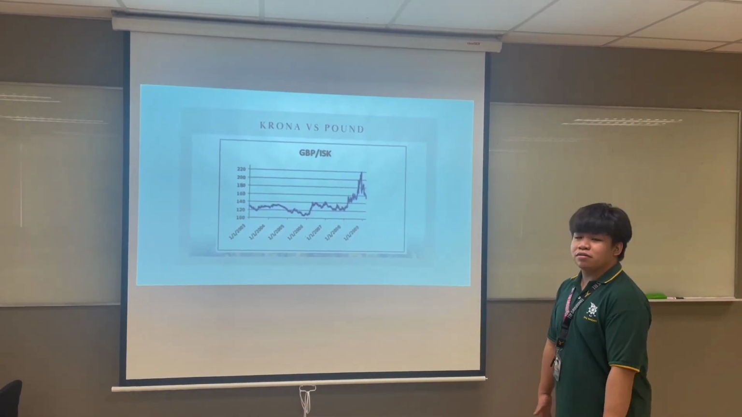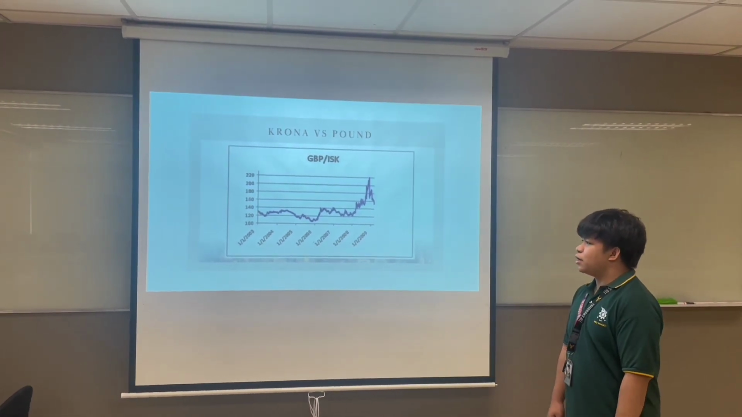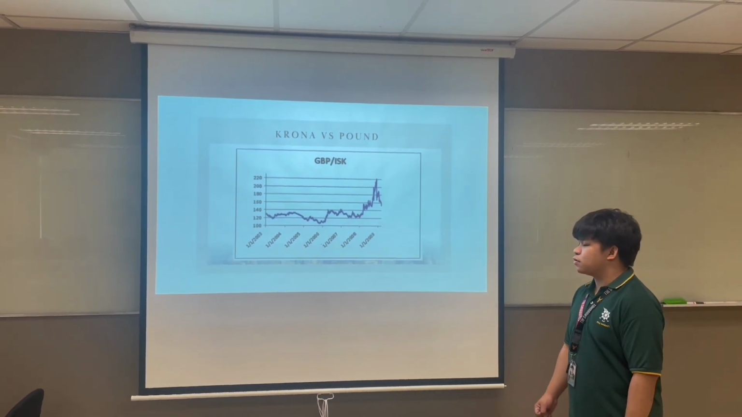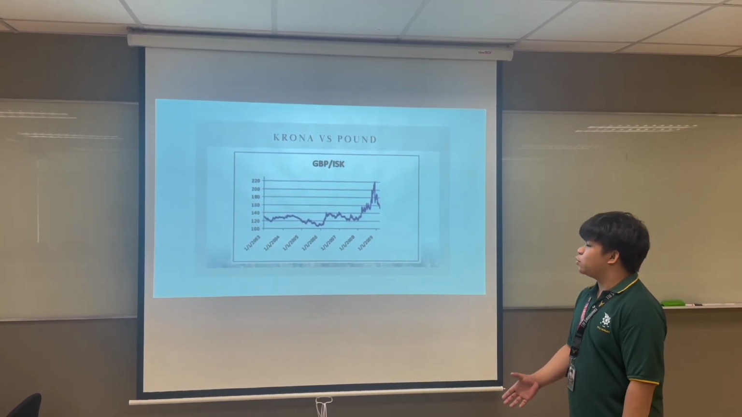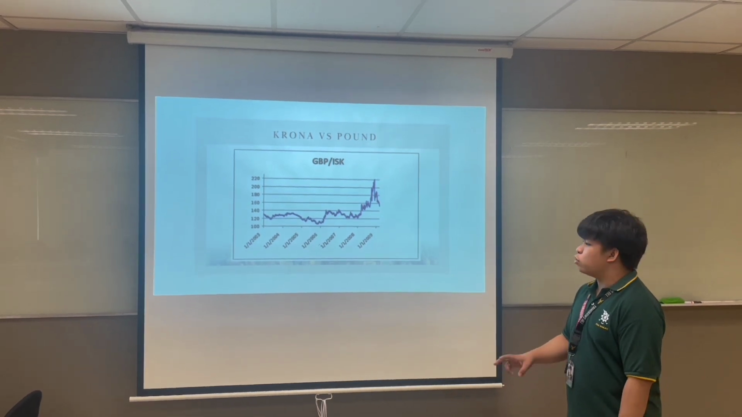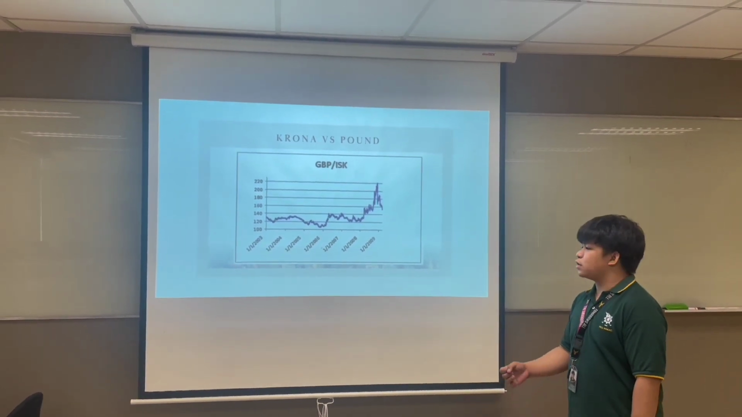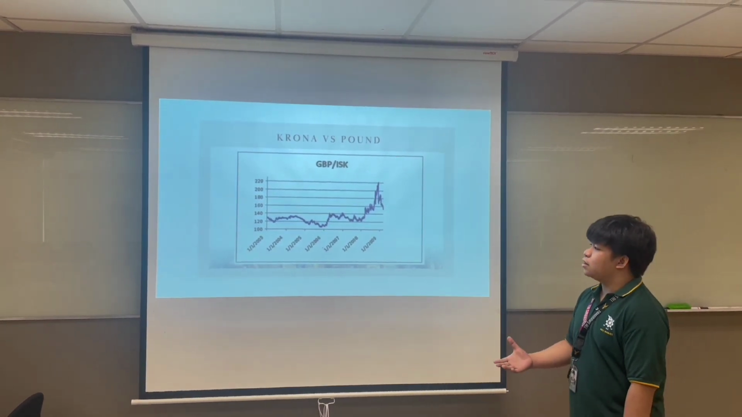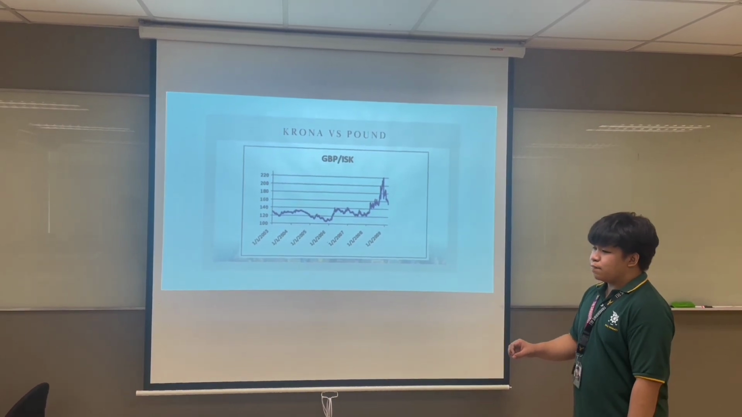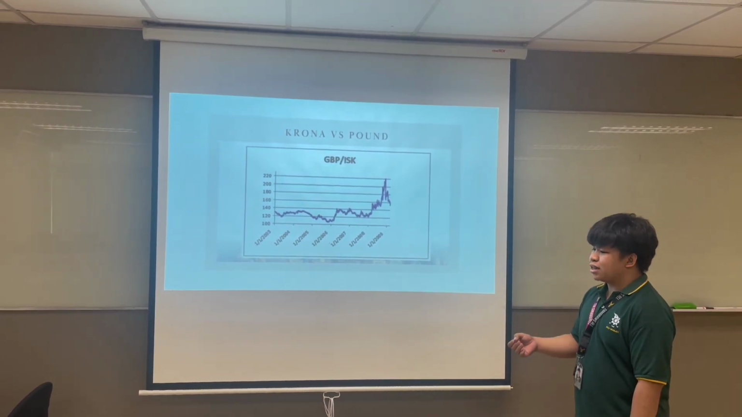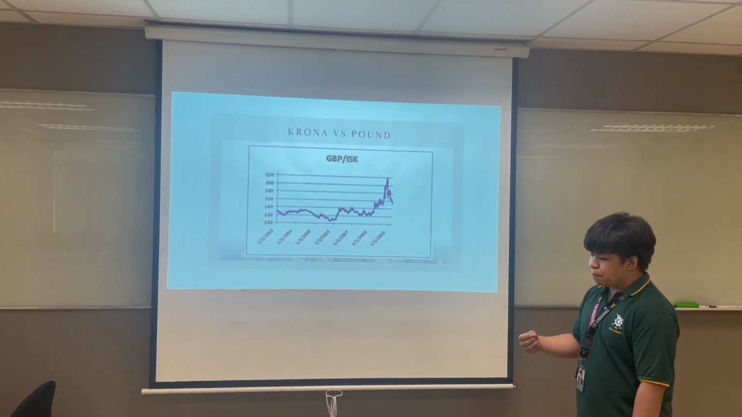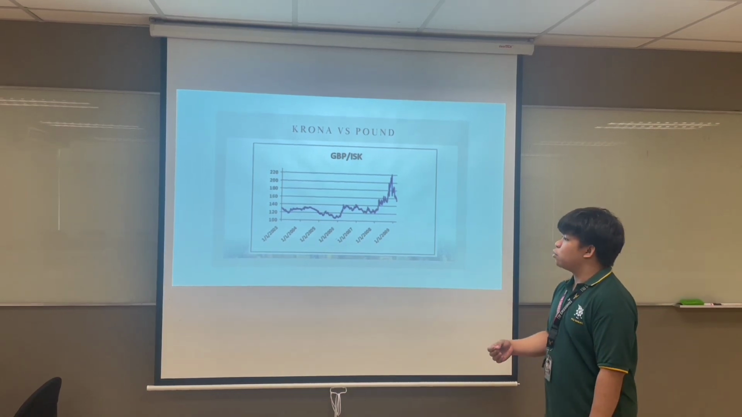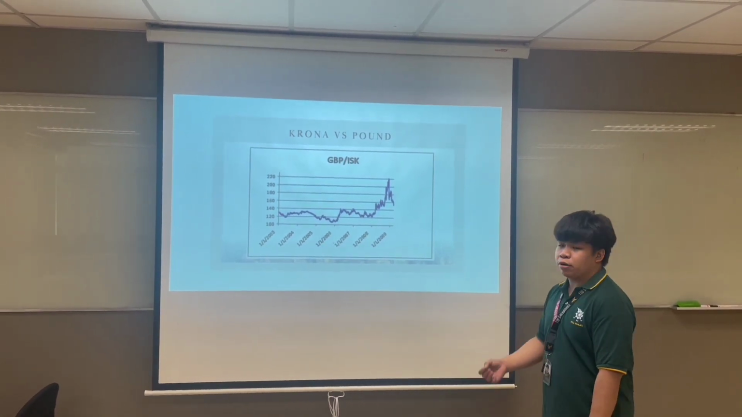This graph represents the foreign exchange between the Great British Pound and the Icelandic krona. As you can see, in the years 2003 to 2008, there are no drastic changes between the foreign exchange of both currencies. However, in the year 2009, you can see that the line graph has drastically escalated, which represents that the number of krona needed to buy a pound increases. That's why it resulted in the depreciation of the krona and the appreciation of the British pound.